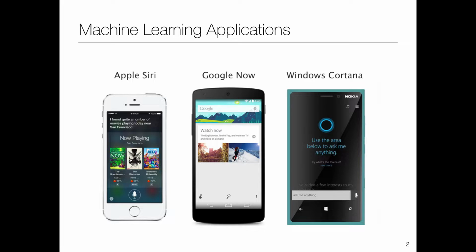There is similarly Google Now, which has these cards, which recommends basically what is the kind of content that you would be interested in. And there is Windows Cortana also.